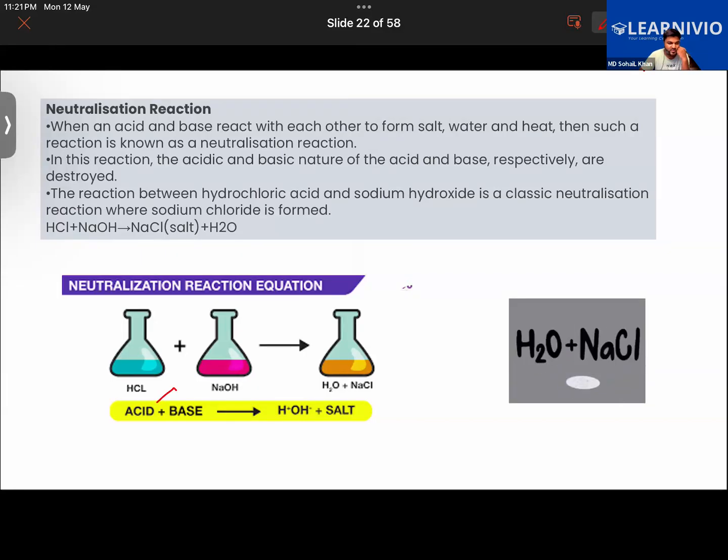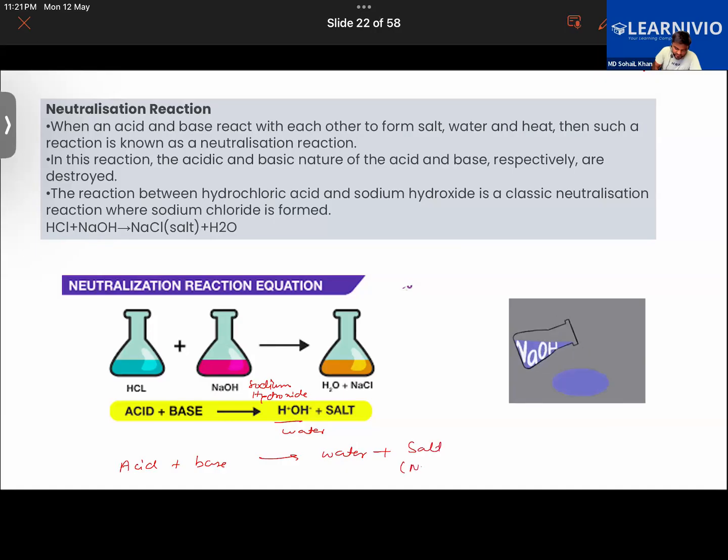Suppose an acid by the name of hydrochloric acid here. This hydrochloric acid has reacted with sodium hydroxide, which is a base. So when these two react, then water along with the salt is released. This is water. So acid plus base gives us water. Along with water, a neutral substance called salt is formed. Neutral substances called salt and water are formed. Water is also neutral, right? So these are the substances that are formed in this.